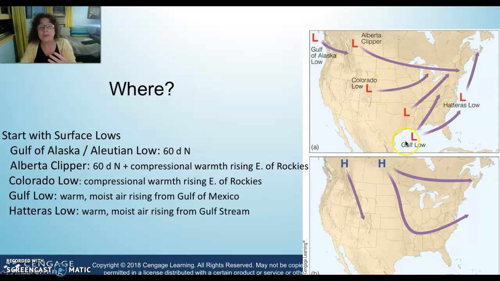The Gulf lows are from the warm, moist air out of the Gulf, especially during the winter. The Hatteras low is from the warm, moist air from the Gulf Stream, which is a very big player for us in the winter as well.